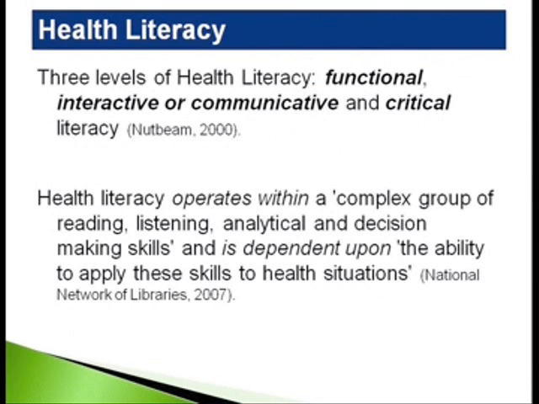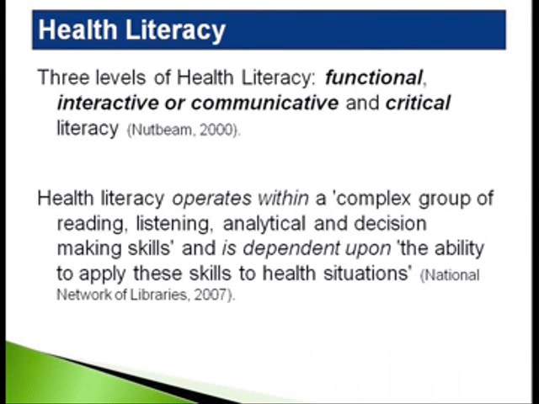Nutbeam in 2000 proposed a model of health literacy that includes 3 levels: functional, communicative, and critical literacy. Functional literacy was considered the basic level of reading and writing skill that allows a person to function effectively in everyday situations, and communicative literacy the advanced skill that lets someone extract information and meaning from different forms of communication and apply the information to changing circumstances.